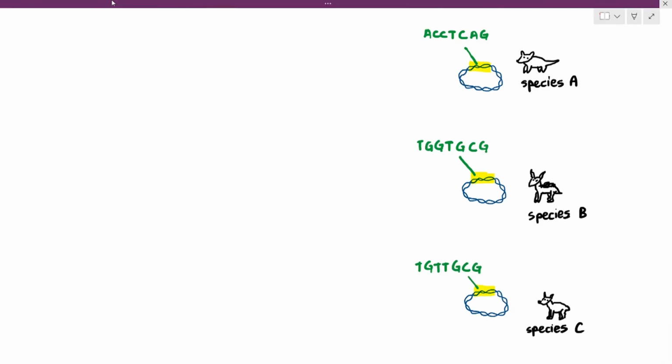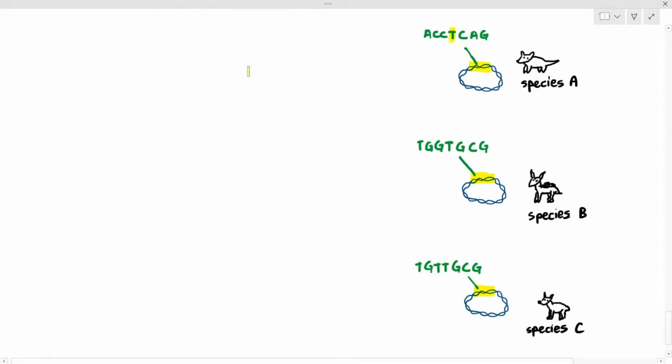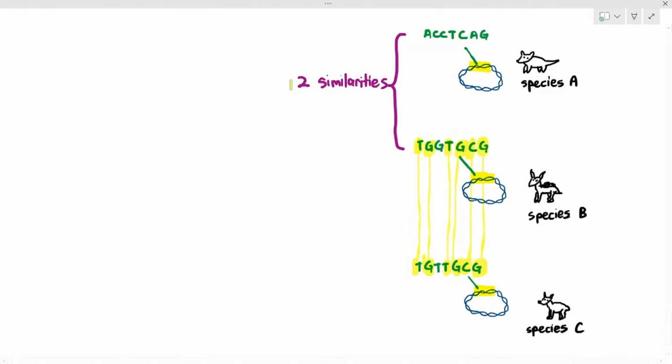So what we do is we will compare their sequences. For species A and species B, they only have two similarities. What are the two similarities, by the way? At the T and also maybe the G. Right? But for species B and species C, they have 6 similarities. So when you compare the nuclear DNA, species B and species C had more similarities, species A and species B had less similarities. And when you also compare the mitochondrial DNA, it corroborates and supports your assumption that B and C are more closely related to each other.